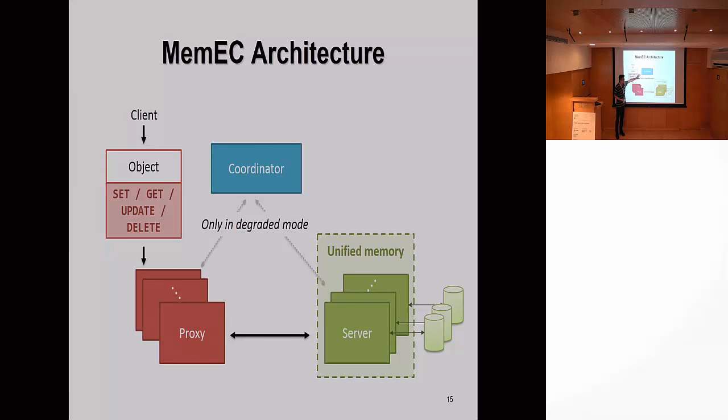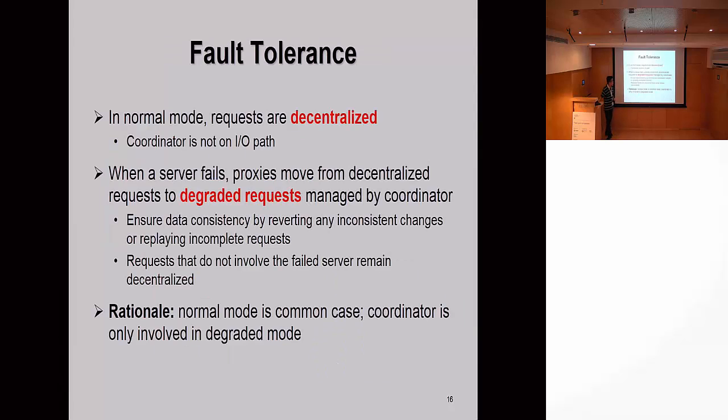But I would like to point out that the coordinator is only involved in the normal I/O path during the degraded mode. In the normal mode, when there's no failure, everything is decentralized. But when failures happen, the process needs to know where the data should be sent. Let's say I want to write to a server, but this server fails.